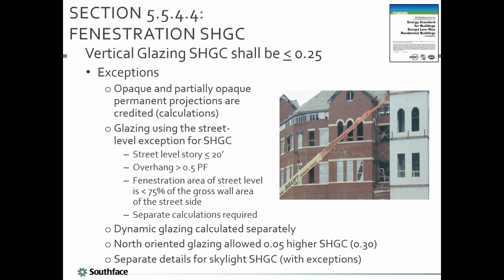There's a couple of exceptions. You can also get credit for what's called dynamic glazing, one where you put a little voltage on it and it goes from a clear window to a tint or vice versa. And just a little bit more nuts and bolts on this, ASHRAE also has something that the other code doesn't.